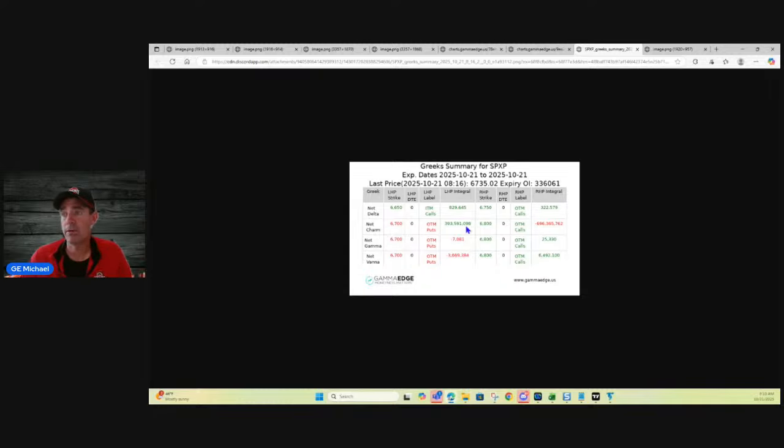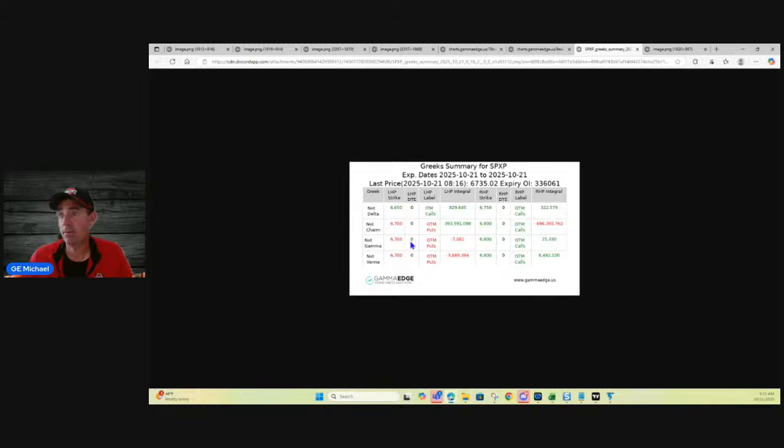Net charm, you see those sensitivity levels. Out-of-the-money calls almost double what the out-of-the-money puts are, or at least 1.5, 1.7 to 1 via the integrals. So again, if we're below 6,800, this will be a headwind as these out-of-the-money calls continue to charm their way and grow overhead, maybe difficult to overcome 6,800. So that's why we talked about that peak GEX and COI at 6,800. Again, a level that may be difficult to overcome.